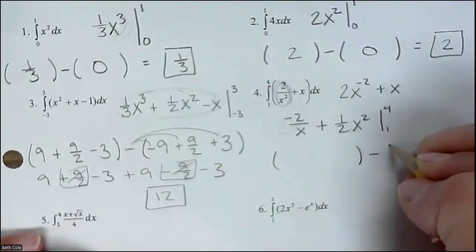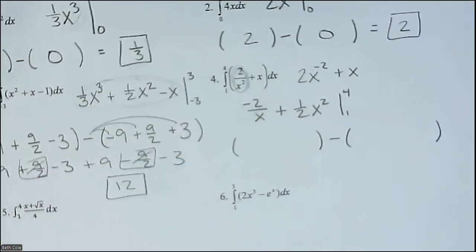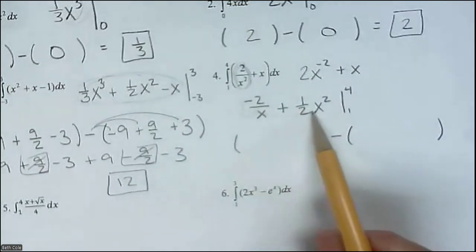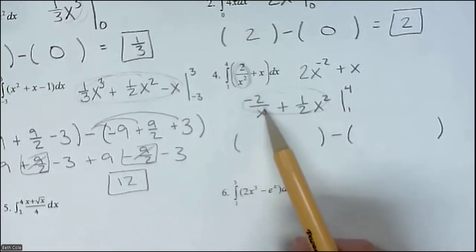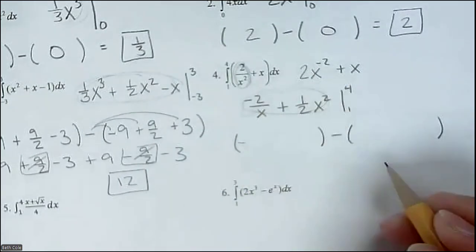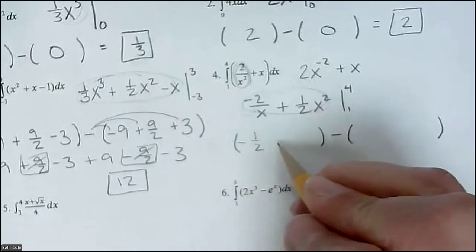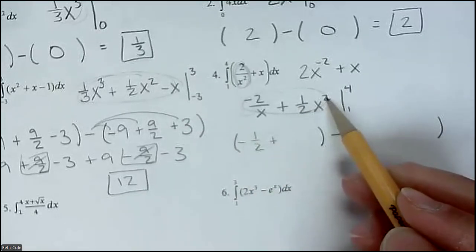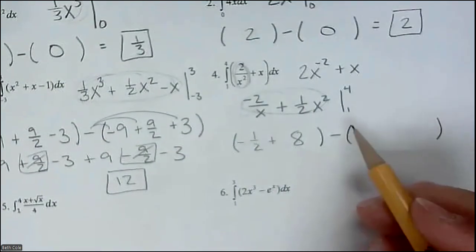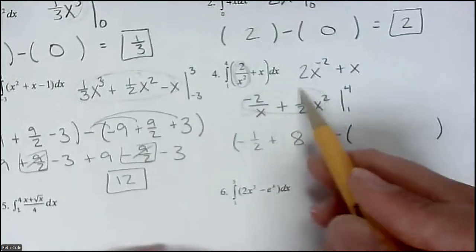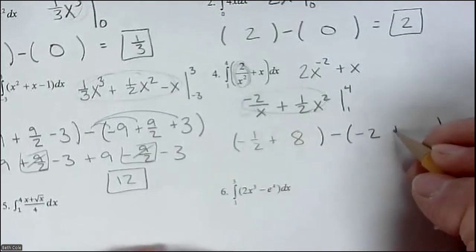All right, so upper boundary minus lower boundary. That's your fundamental theorem of calculus. Just write it out blank. We're going to plug 4 into all of this. So what do you think? If we plug in 4, what do we get for that first part? Negative 1/2 plus. All right, 4 squared is 16. Half of that's 8. And then we're going to plug 1 into this whole thing. So that would be negative 2 plus 1/2.